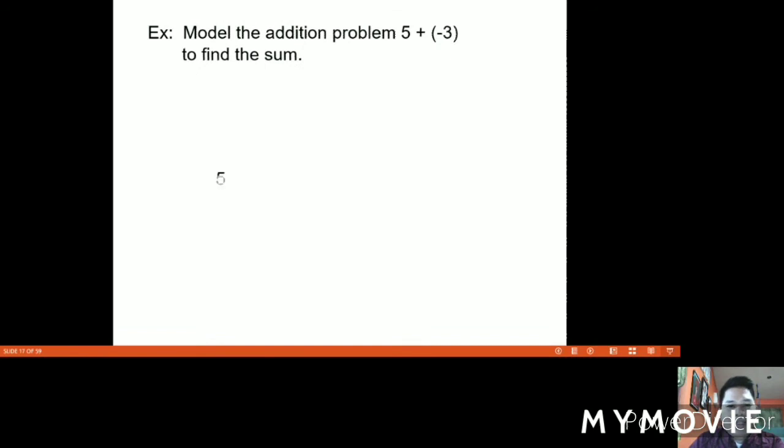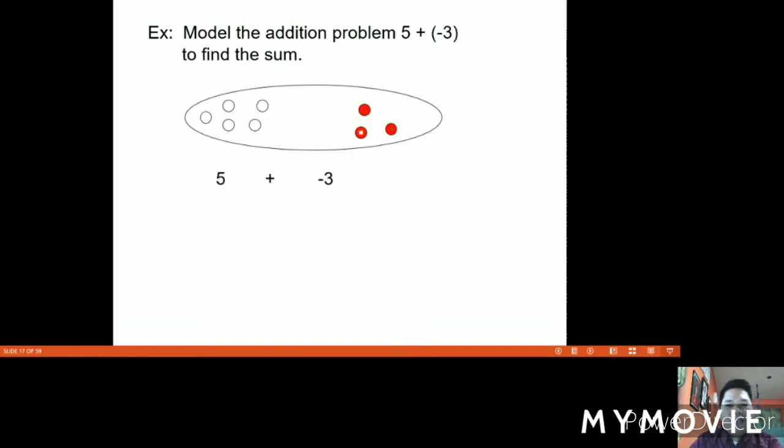How about 5 plus negative 3? Using the solid and hollow dots, they annul each other. The remaining is 2 hollow, which is positive 2.